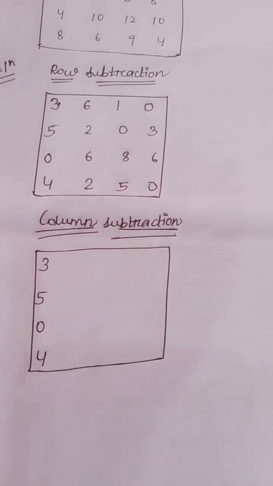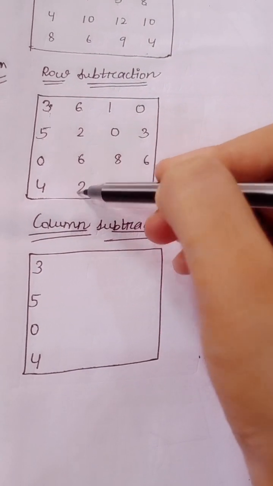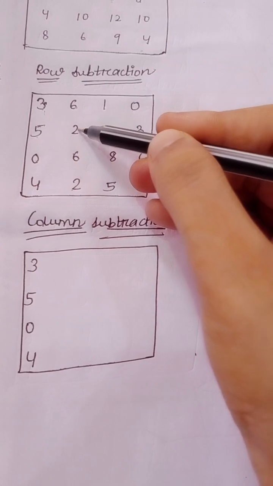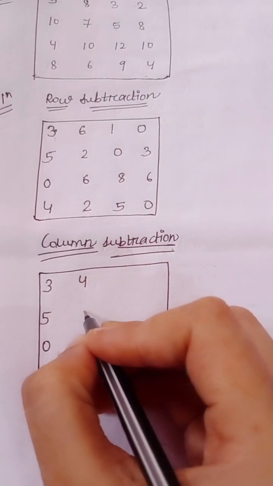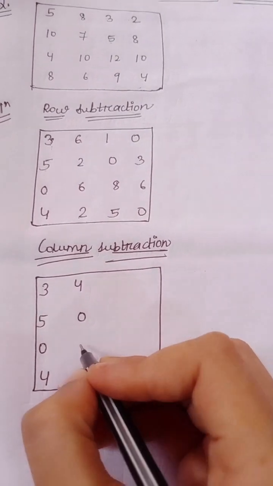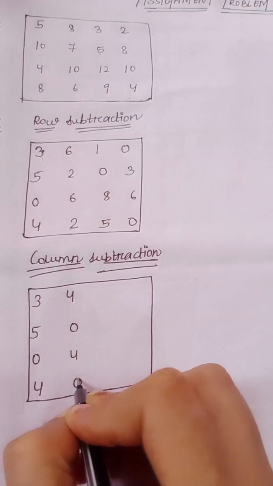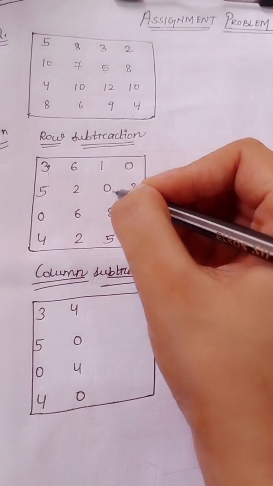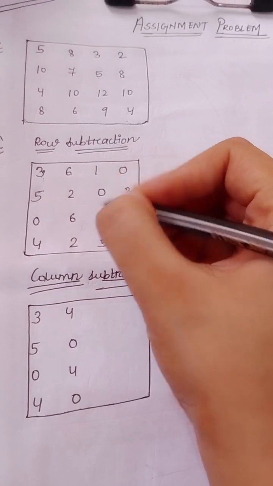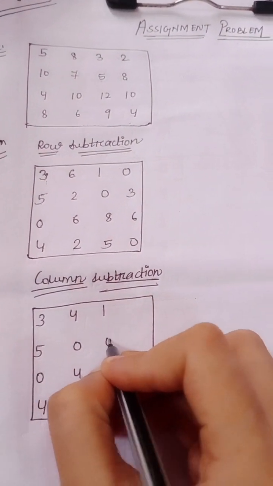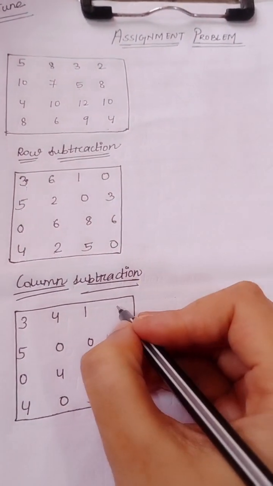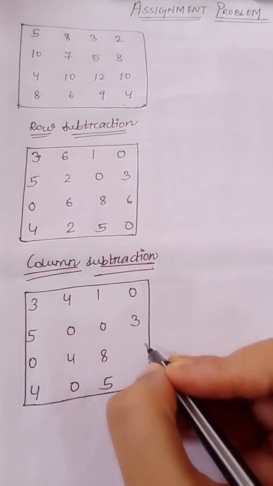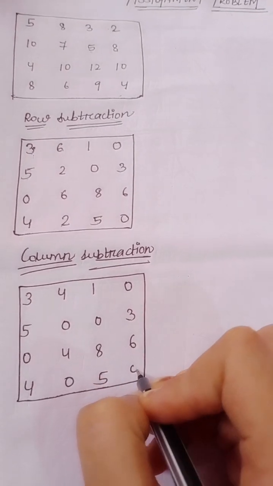Now, second column. 6, 2, 6, 2. Which is smaller? 2. So, 6 minus 2 is 4. 2 minus 2 is 0. 6 minus 2 is 4. 2 minus 2 is 0. Here, the smaller value is 0. So, write the values as it is: 1, 0, 8, 5. Here also 0. So, write as it is: 0, 3, 6, 0.